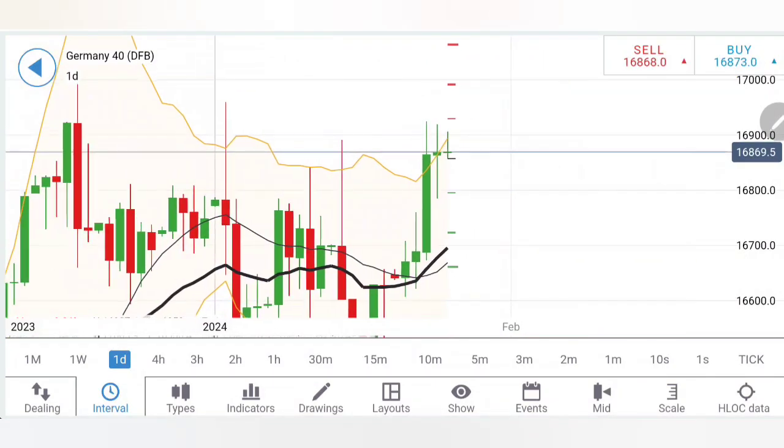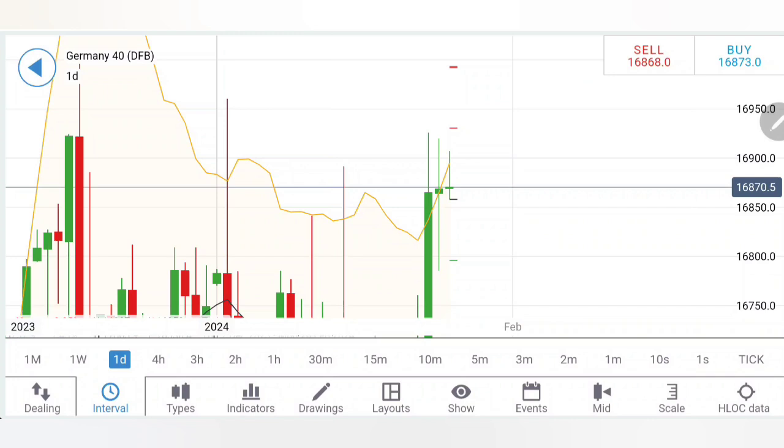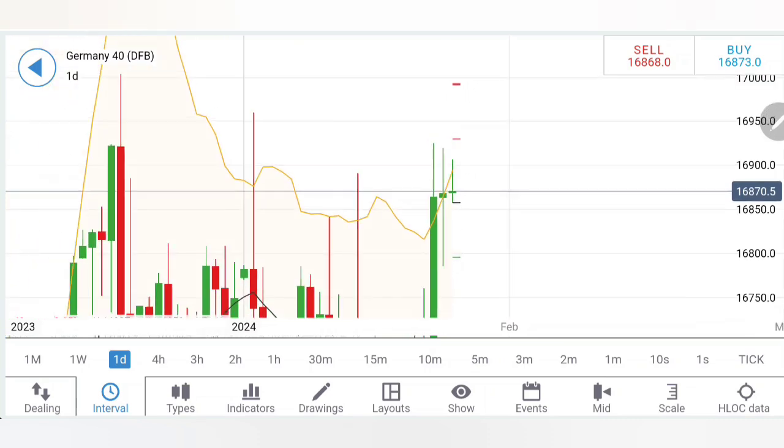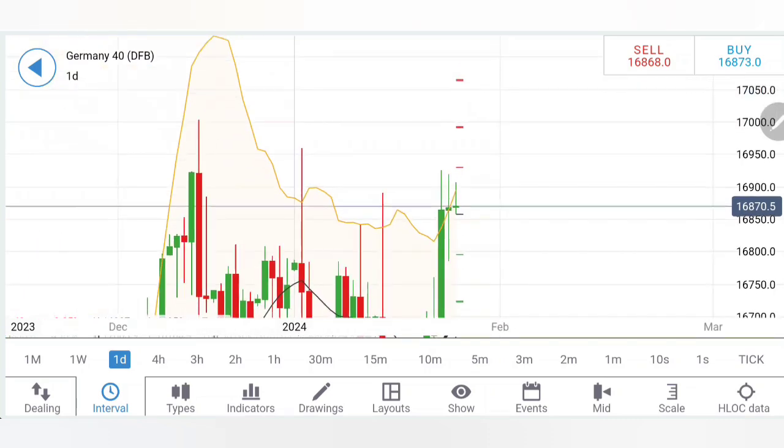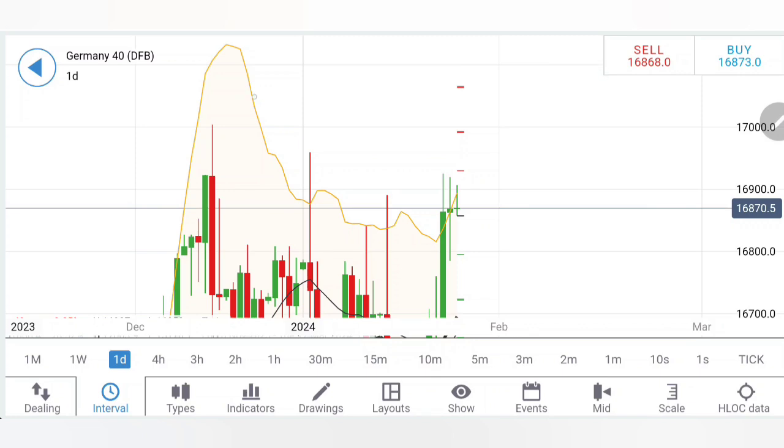Thus, we have to now wait for it to break beyond my favorite 16920 levels. And once Germany stays above 16920, we can expect it to move towards 17,000 levels here. That will be the target. See, it has already breached these lower highs here. It is already trading above this.